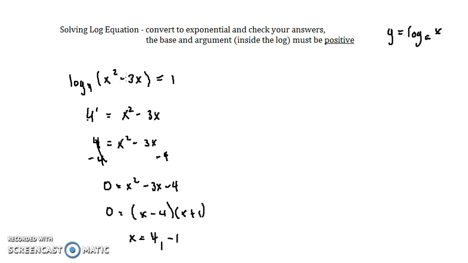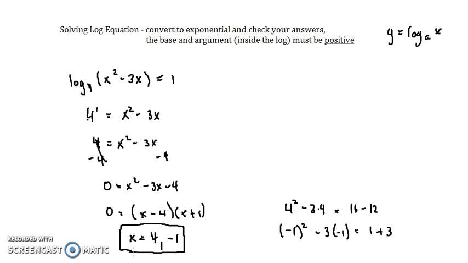So we need to plug 4 in first. So if I do 4 squared minus 3 times 4, does that come out positive? 16 minus 12, yes, that's positive, so that one checks. And if I plug in negative 1, I'm going to have negative 1 squared minus 3 times negative 1. That's going to be positive 1 plus 3. Yes, that also comes out positive. So I'm going to keep both of these answers. Okay, so that's what I mean by checking to make sure that it comes out positive. What's inside here has to come out positive. So that one does check, and we are good to go.